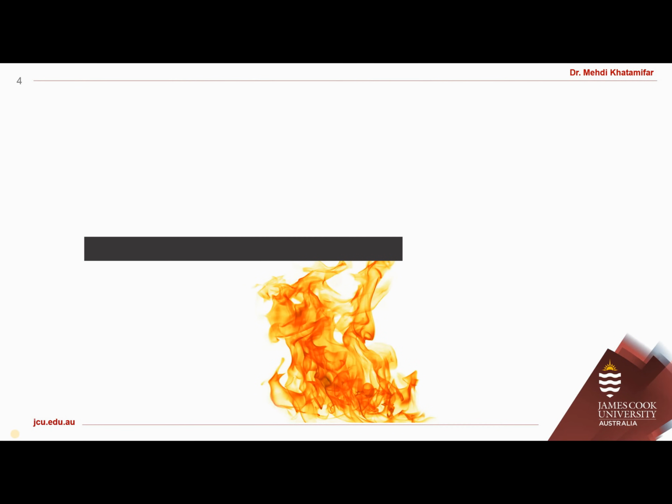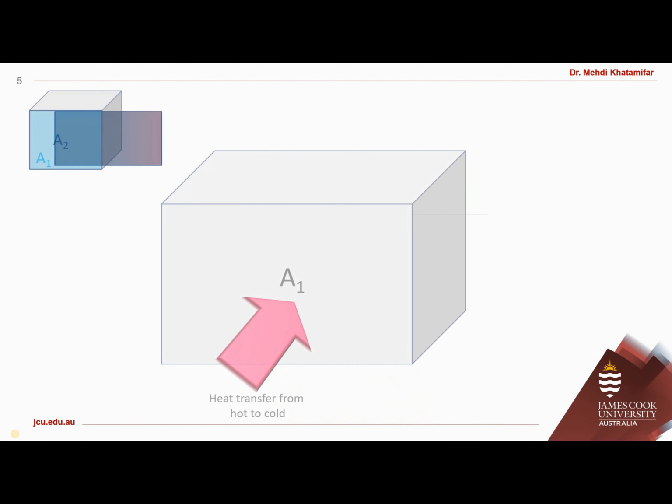Conduction happens when we have an object over a hot surface and we expect to have heat transfer from the hot side to the cold side. We can investigate this phenomenon when we have a wall with a surface of A1, which is going to be perpendicular to the heat transfer rate. So imagine one side of the wall has temperature T1 and the other side T2. T1 is going to be higher than T2.